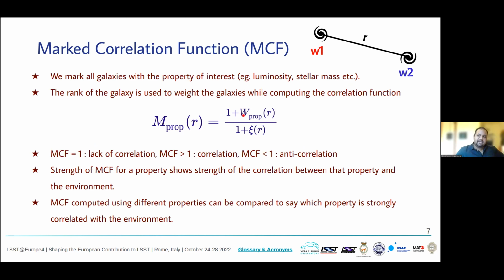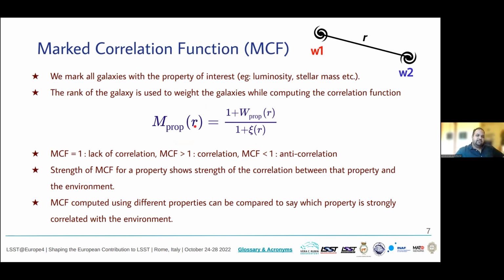So which means that a galaxy in a sample having a higher stellar mass will have a higher rank in terms of the marked correlation function. So using this weighted 2-point correlation function, which is this W of R, and the unweighted correlation function, we can estimate the marked correlation function for a given property at a given separation scale.